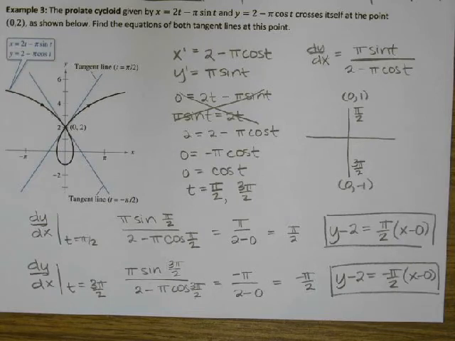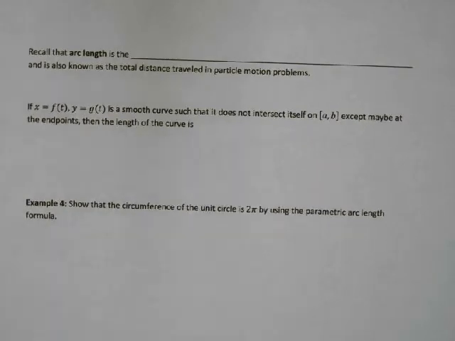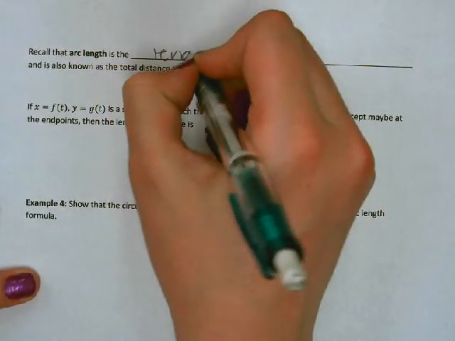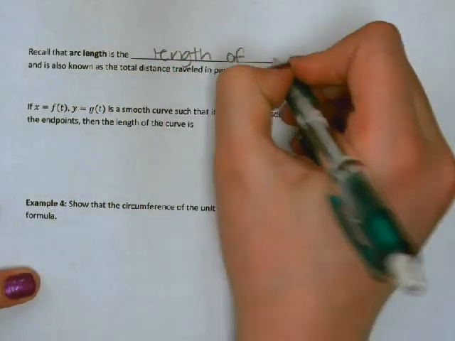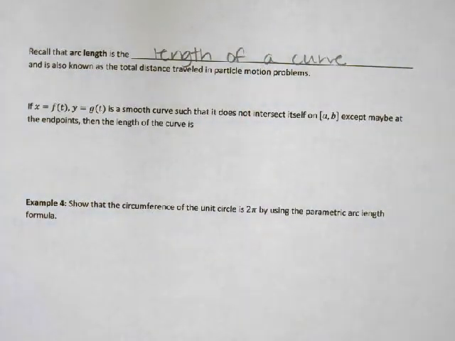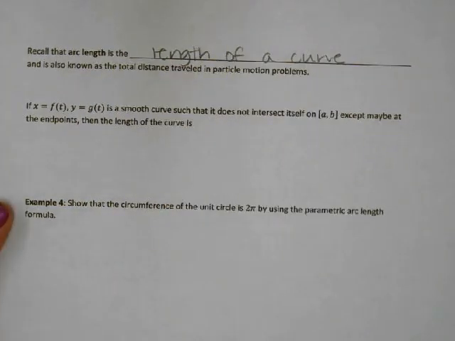All right, we have one more page of notes. All right, so next we're going to recall the definition of arc length. We're going to be using it. So the arc length is the length of a curve, and it is also known as the total distance that's traveled in particle motion problems.